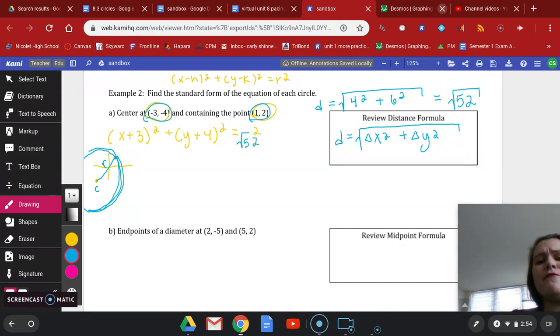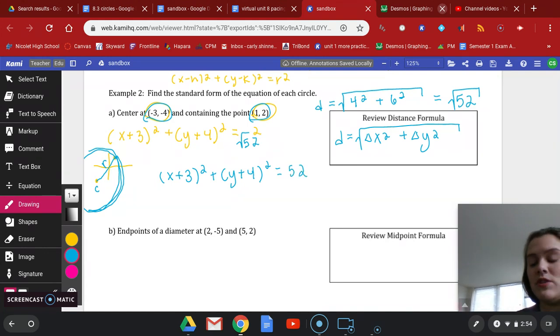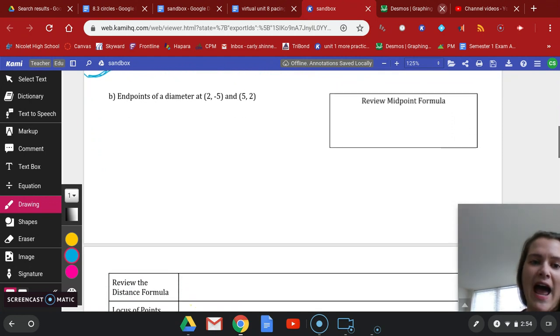Now, what's the square root of 52 squared? I could also just write this as just 52, right? The square root of 52 squared is just 52, okay? So you could write it in either form here, okay? Awesome. Let's try the next one.